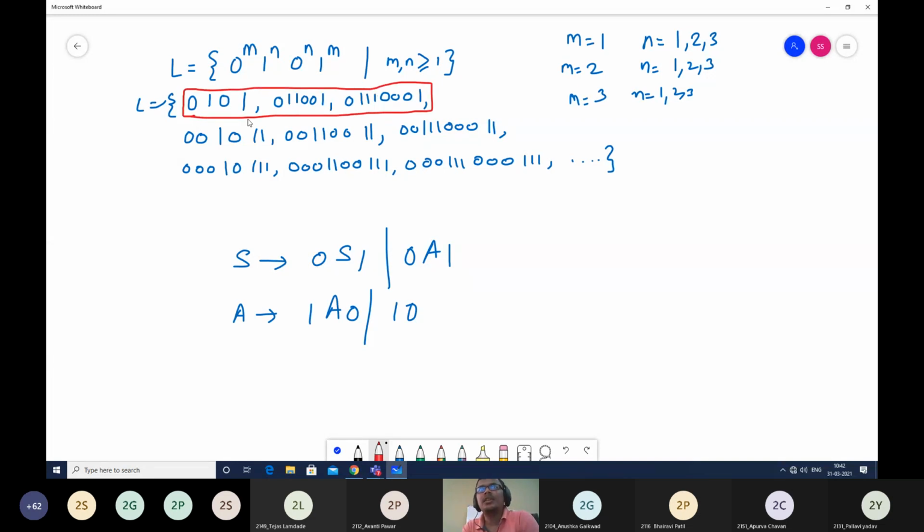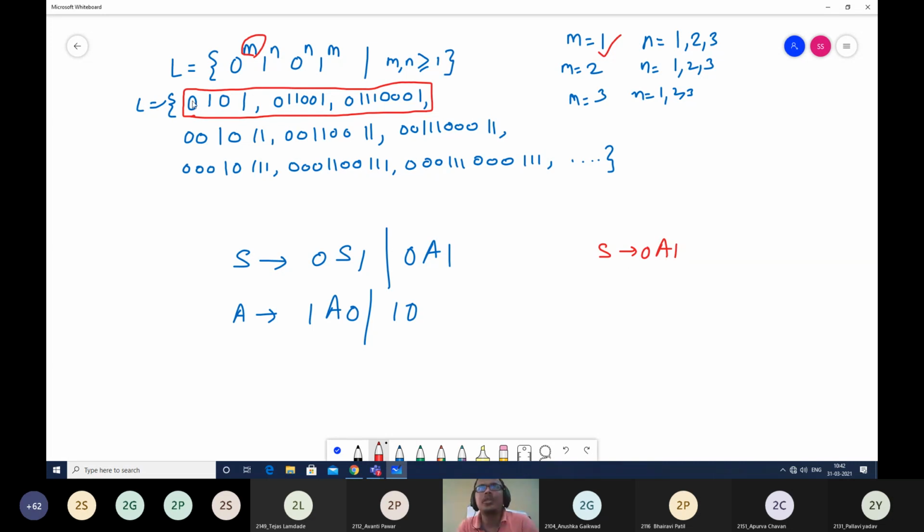In these strings, the value of m is 1. So when the value of m is 1, I need only one 0 and one 1 outside, and directly I need to come inside for my pattern of n. So in that case, I'll directly apply the production rule S gives 0A1, because I need only one 0 and one 1 outside. I don't need more zeros outside. Are you getting this?